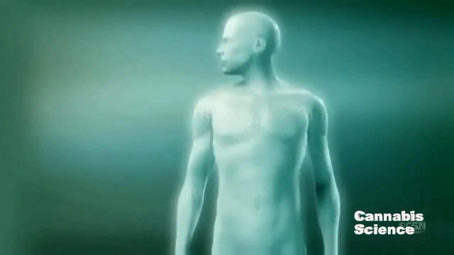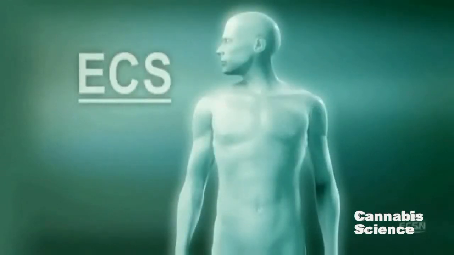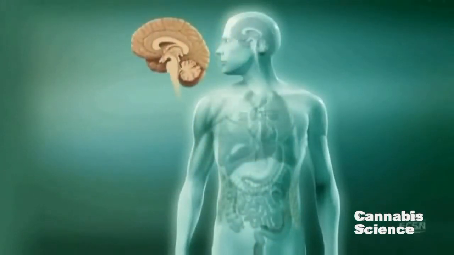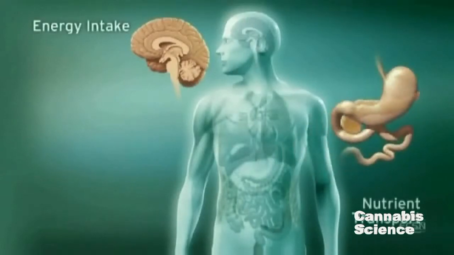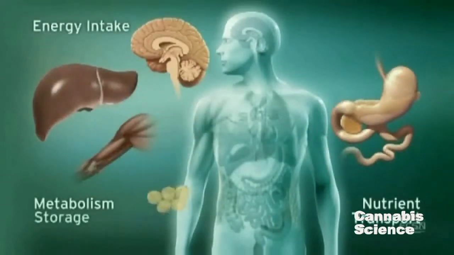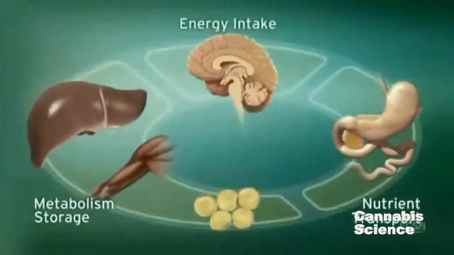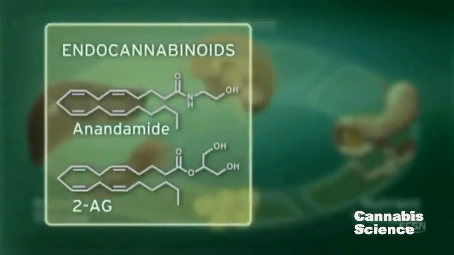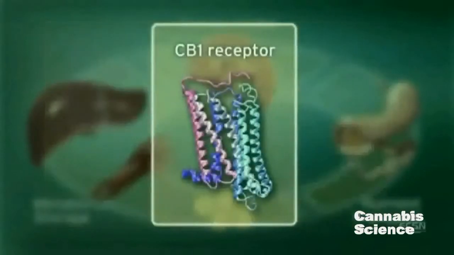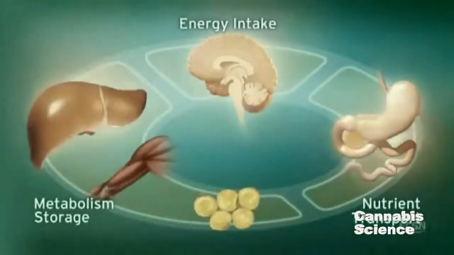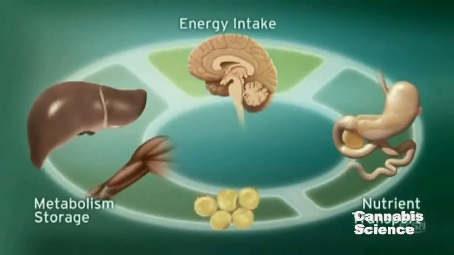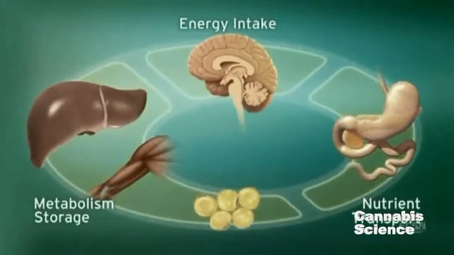The endocannabinoid system, or ECS, influences multiple physiologic processes. This intricate system modulates energy intake, as well as nutrient transport, metabolism, and storage. The ECS regulates these processes through endogenous ligands, such as anandamide and 2-arachidonylglycerol, and the CB1 receptor. CB1 receptors are located in the brain, digestive tract, muscle, and adipose tissue. Integration of these central and peripheral ECS components is achieved through neuronal and hormonal signaling.